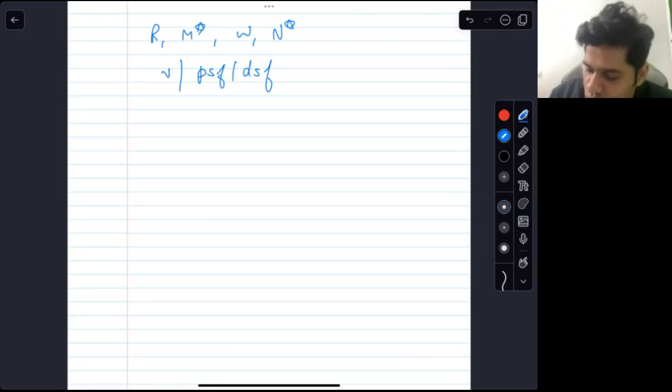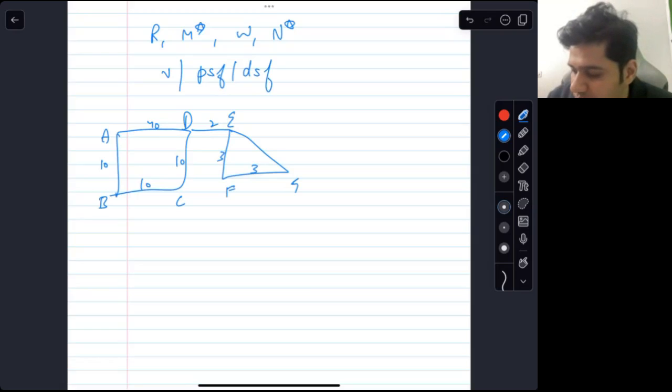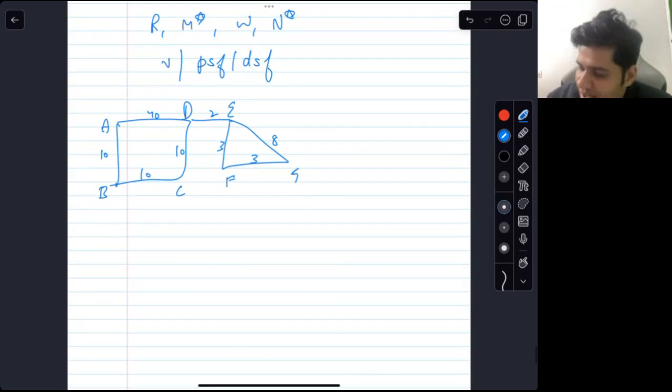Don't worry. So now you know the algorithm is remove, mark star, work, neighbor star, and you know there is vertex, path so far, distance so far. You guys know that. So this is your graph. A, B, C, D, E, F, G are the names of your cities. This is the distance of the roads. All right. With me so far? So I will make the table here.